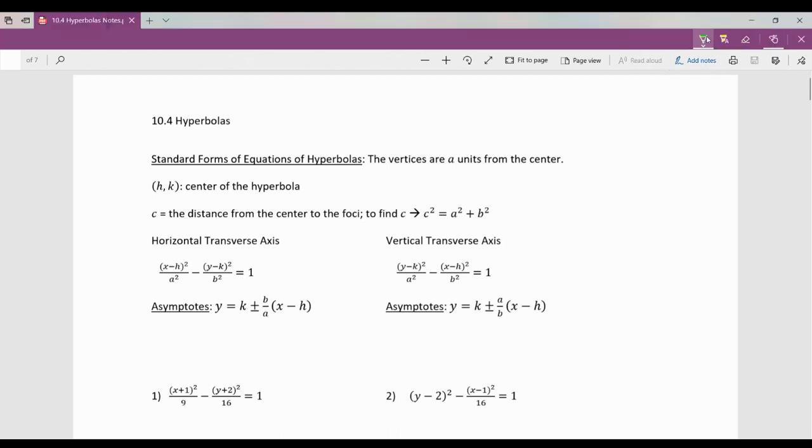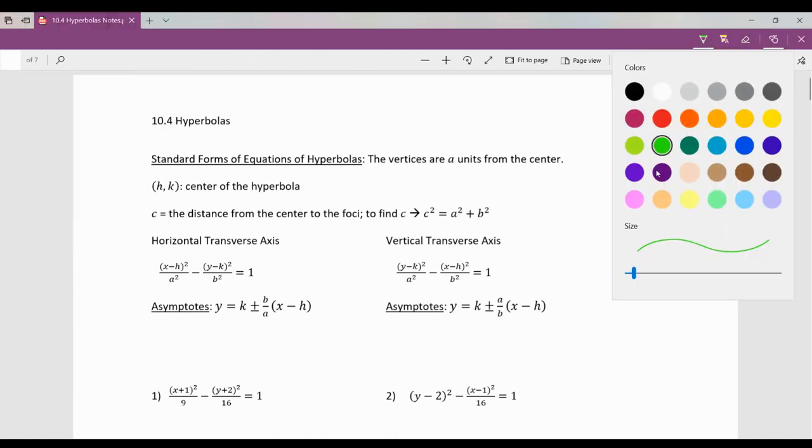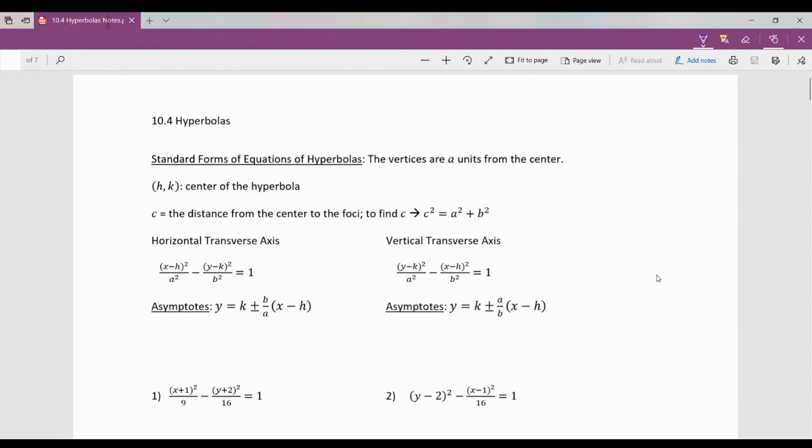Hi, pre-calcers. Today we are going to go through the fourth section of conic sections. Those are called hyperbolas. Last section we did ellipses, and the one before that we did parabolas. So we had parabolas, ellipses, and now we're on hyperbolas.